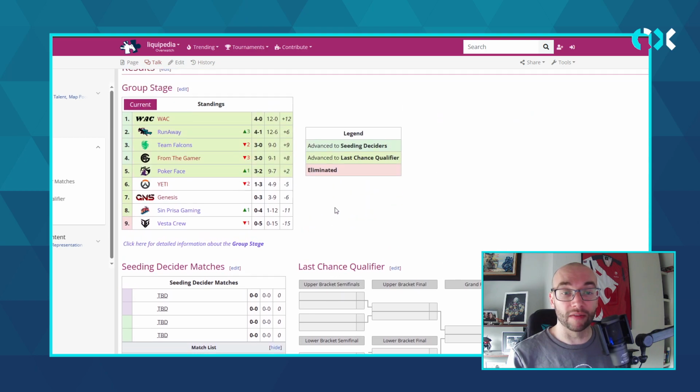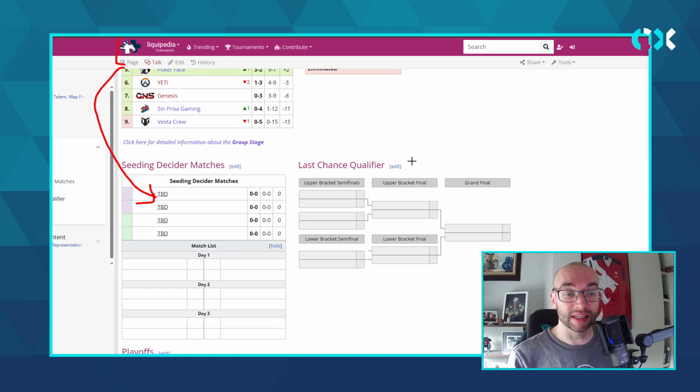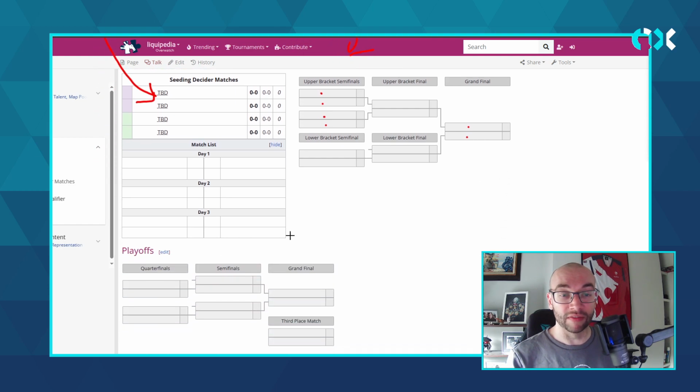But if we take a look now at the brackets, this can maybe explain a little bit more what we're expecting to happen. So as we can see, these top 4 teams are going to go into this seeding decider matches. And what happens in these seeding decider matches is there's going to be another round robin type thing that will determine who goes in as 1st seed, 2nd seed, 3rd seed, 4th seed. And then these 5th to 8th teams, they're going to go from here into a last chance qualifier. They'll be seeded into this bracket, the 4 other teams. They'll do a double elimination bracket, at which point the top 2 are going to come out of that. And then they're going to enter the playoffs.